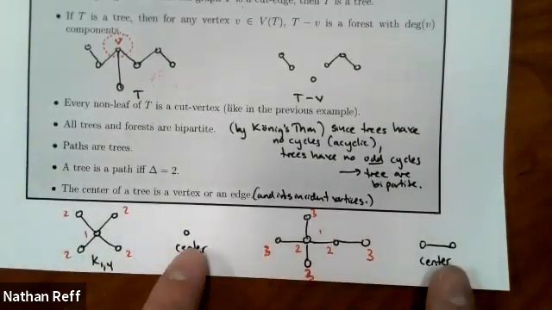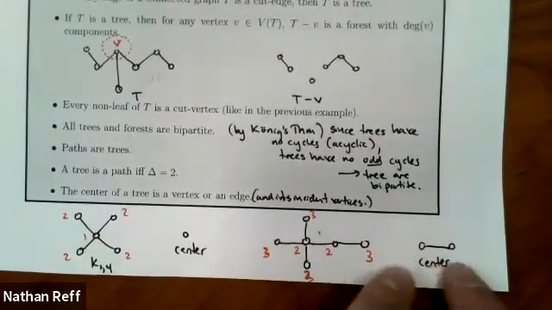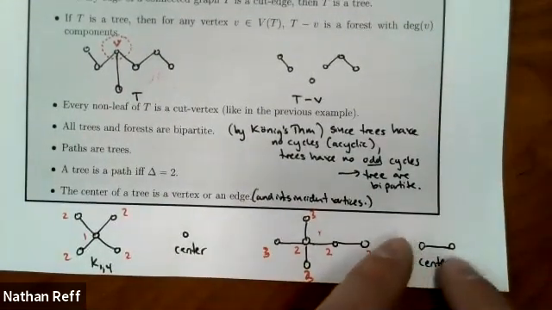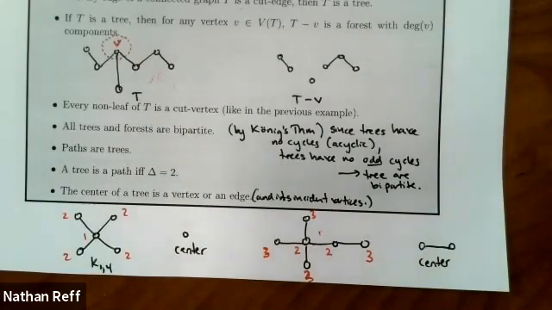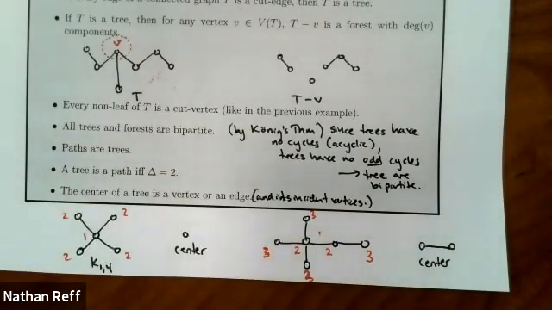And so just looking at these two examples, the center of a tree is going to either be a vertex or it'll be an edge. And by saying it's an edge, I also mean the two incident vertices that will be on the end there. So any tree, the center will always have to look like that.